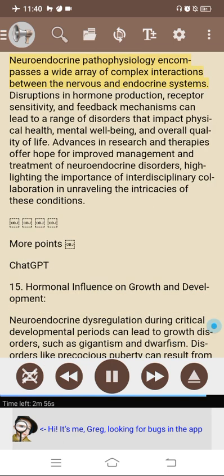Conclusion. Neuroendocrine pathophysiology encompasses a wide array of complex interactions between the nervous and endocrine systems. Disruptions in hormone production, receptor sensitivity, and feedback mechanisms can lead to a range of disorders that impact physical health, mental well-being, and overall quality of life. Advances in research and therapies offer hope for improved management and treatment of neuroendocrine disorders, highlighting the importance of interdisciplinary collaboration in unraveling the intricacies of these conditions.